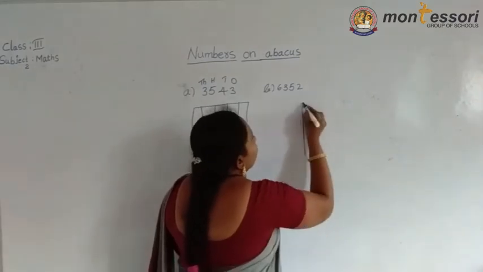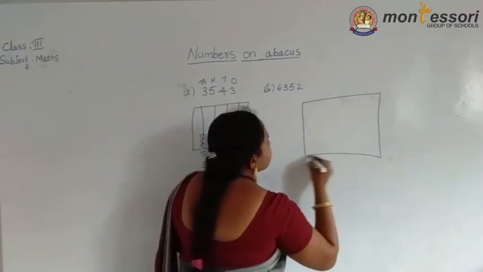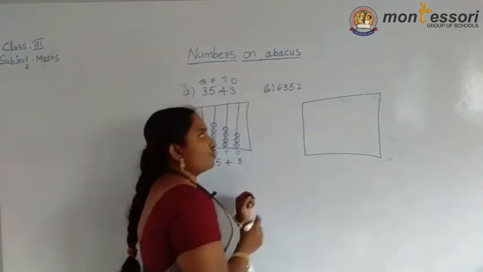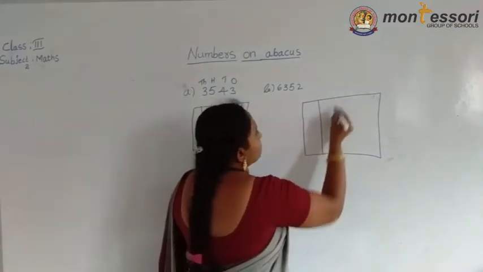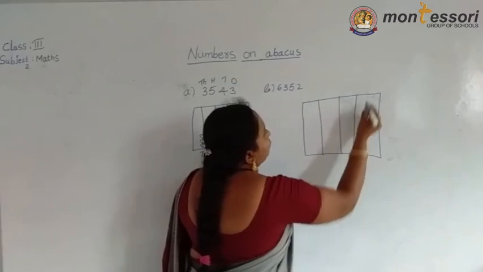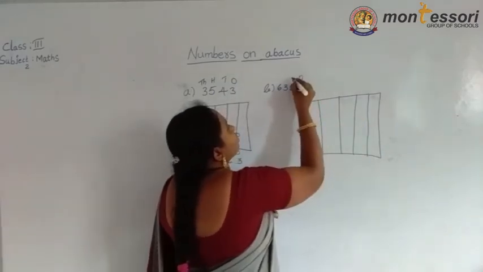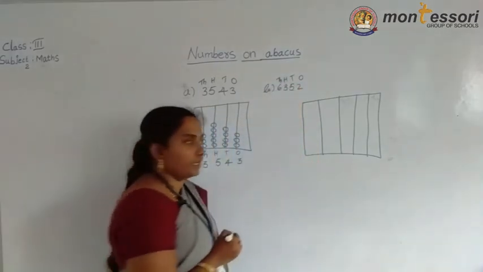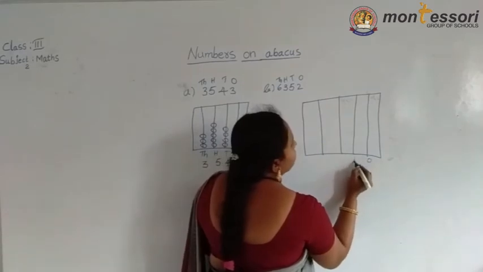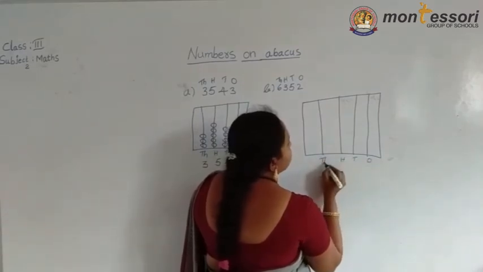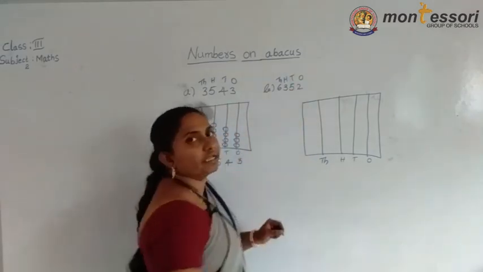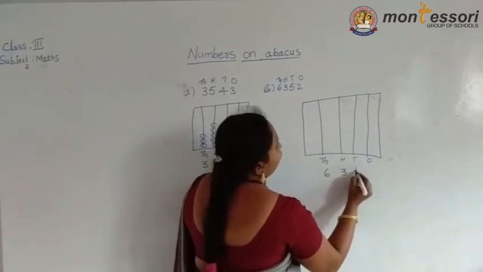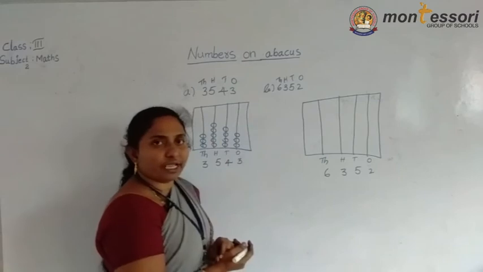Now first you draw the figure, meaning the abacus frame. And then how many lines can we draw here? How many numbers are given here? 4 numbers are given, no? So now I am drawing 1, 2, 3, 4. And again apply the place values: ones, tens, hundreds, thousand. So this number I am writing here. What is the number given? 6, 3, 5, 2. Okay, understood?